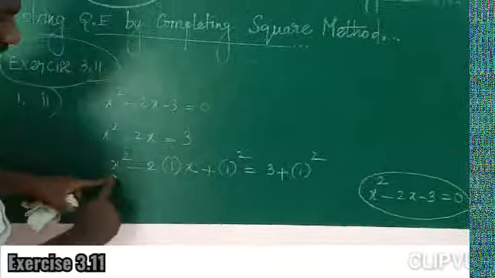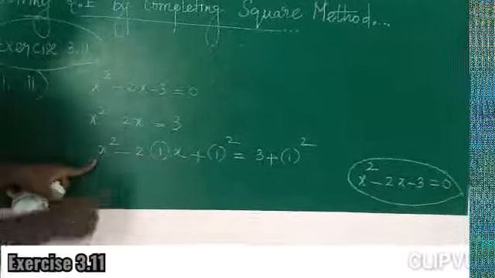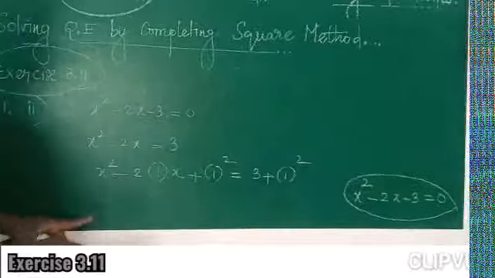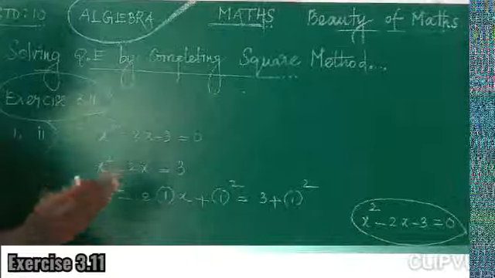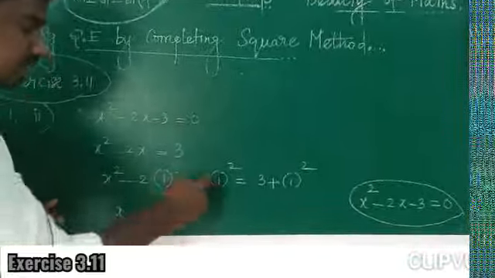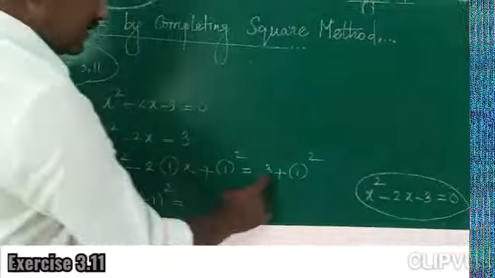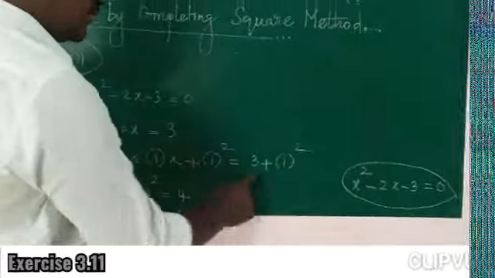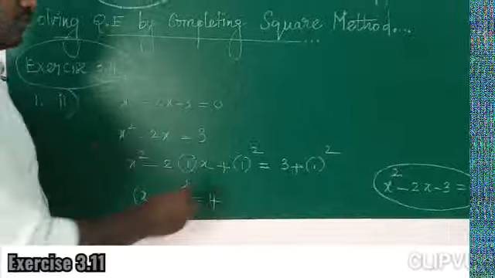See, it is in the form of a square minus 2ab plus b square. A square minus 2ab plus b square is equal to a minus b whole square expansion. That's why we have written like this. I hope you understand why it means. So x is a, minus b, b is 1. So x minus 1 the whole square is equal to 3 plus 1 square, that is 4. 1 square value is 1, 3 plus 1 is equal to 4. So x minus 1 whole square is equal to 4.